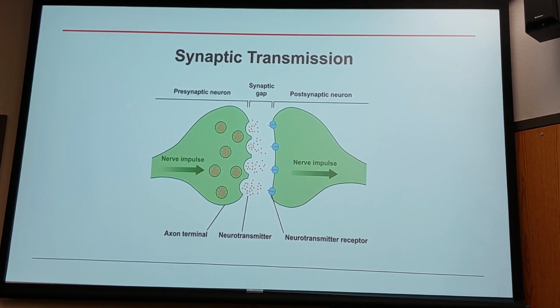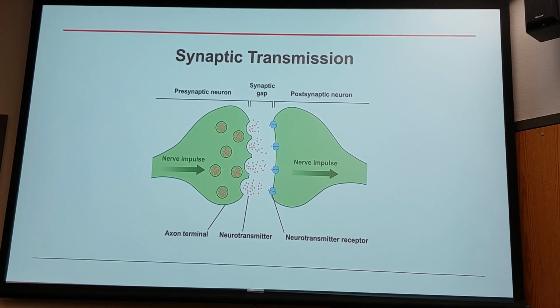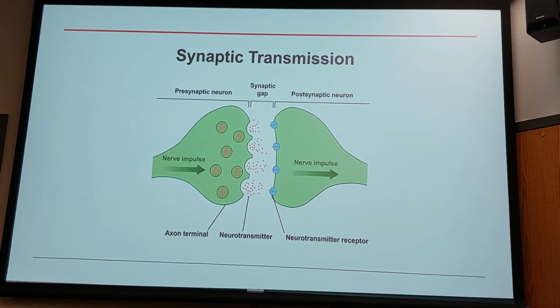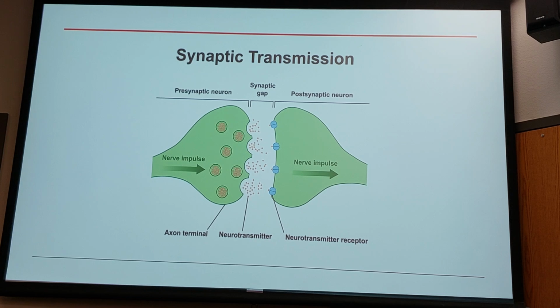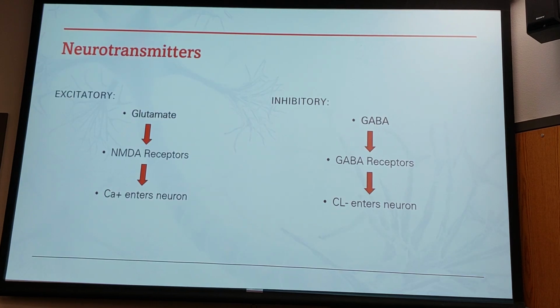Where the new cell receives that message from the neurotransmitter and either continues with that impulse down in the new cell or it inhibits it, depending on which channels are open. So that's basically what's happening. So the next slide is gonna show you a little bit about that.